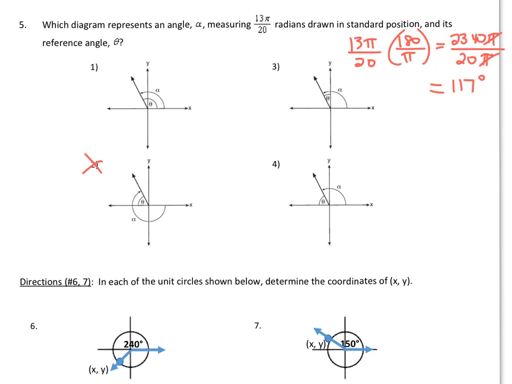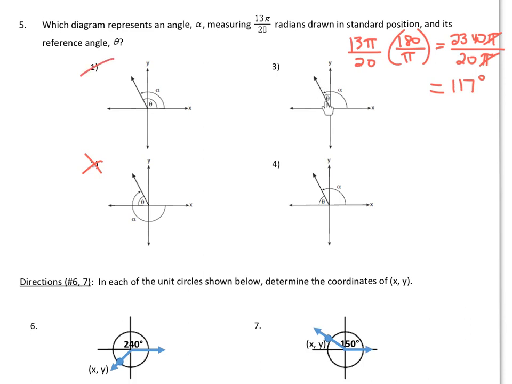Now, let's go through the answer choices. They also want us to find the reference angle theta. Okay, well, if this is our terminal side, the reference angle is the angle between the terminal side and the x-axis, but it has to form an acute angle. What they did was they went from the terminal side to the x-axis, and they made theta be an acute angle. So that's not the reference angle. So that one's out.